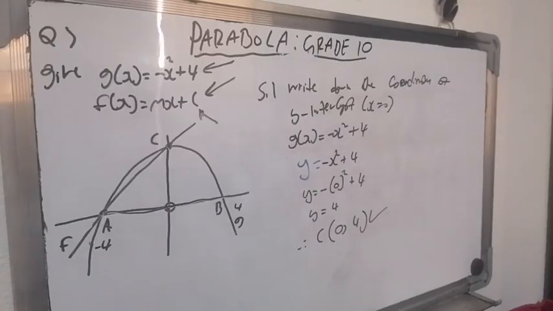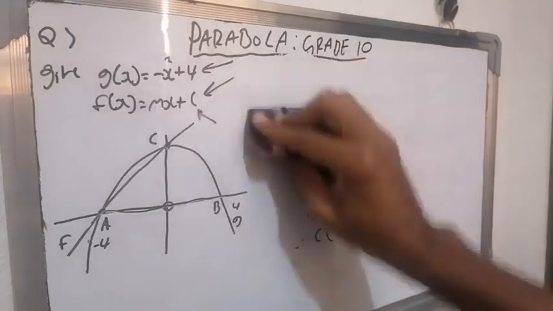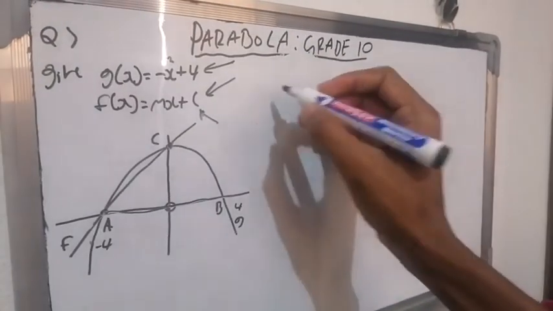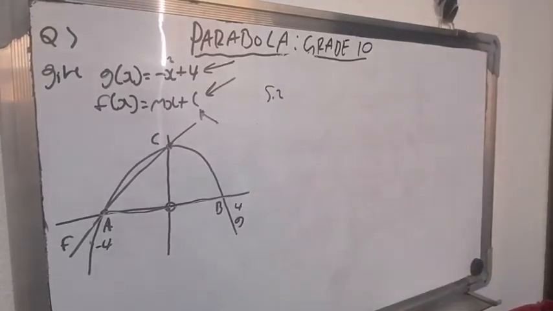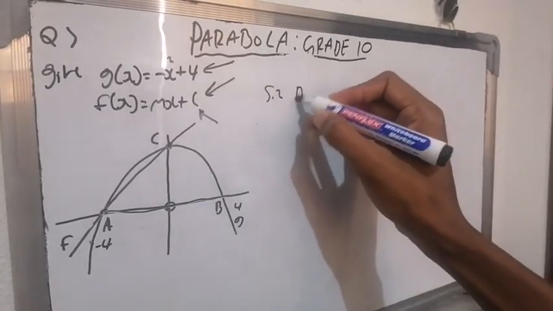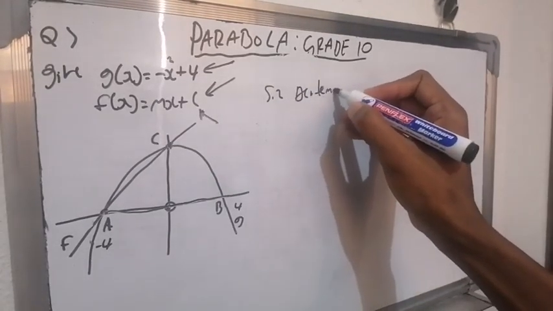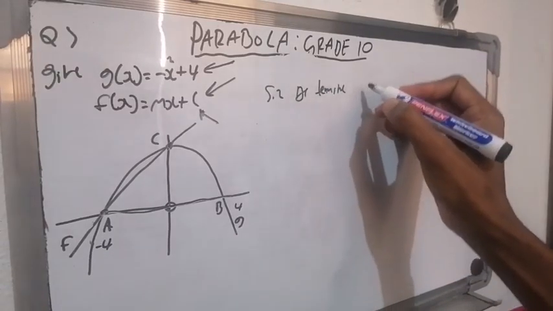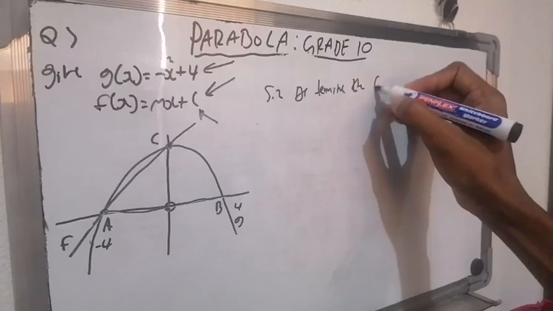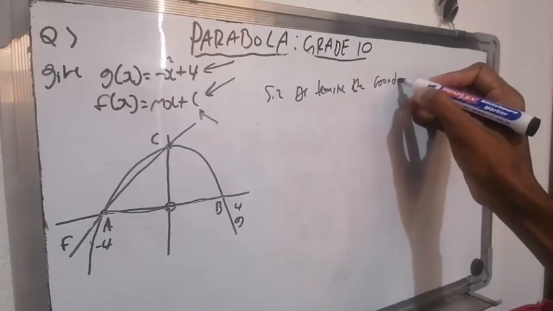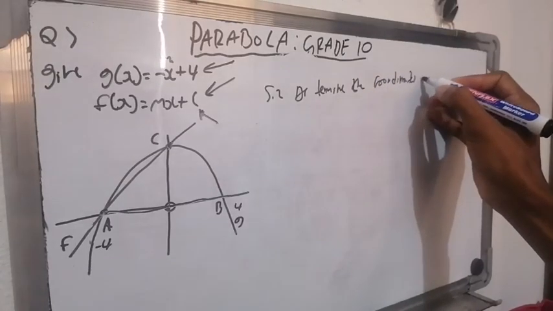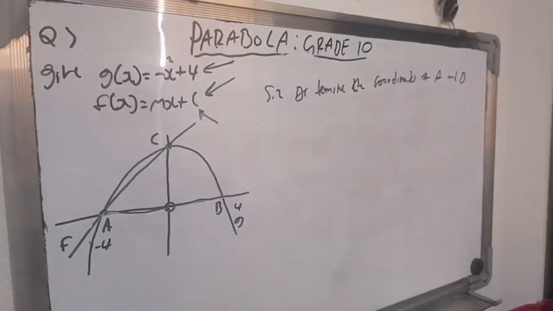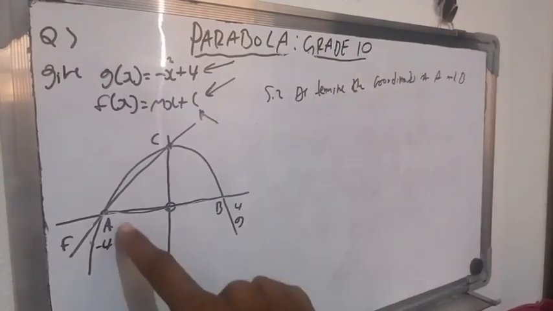Okay, now let's move to the next question. The next question, 5.2, says determine the coordinates of A and B. They want to know the coordinates of A and B.